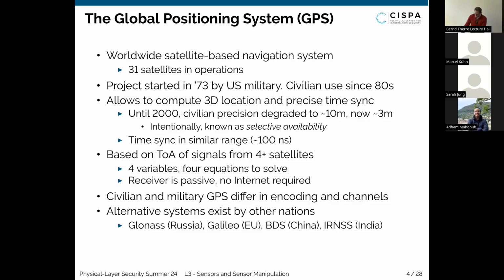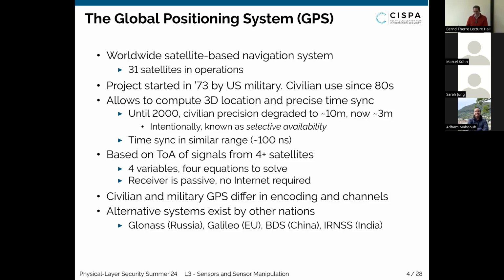But so, just to repeat the question here: if we have more satellites, will we be able to have a more precise location estimation? In general, yes. But there's another constraint now.